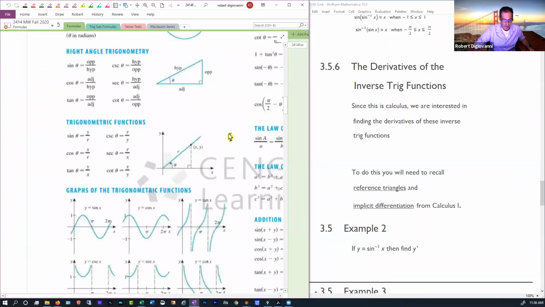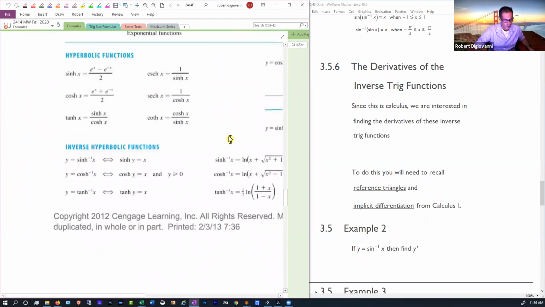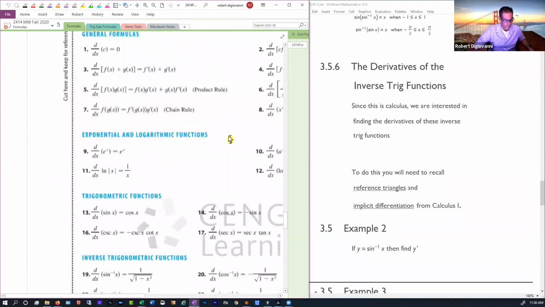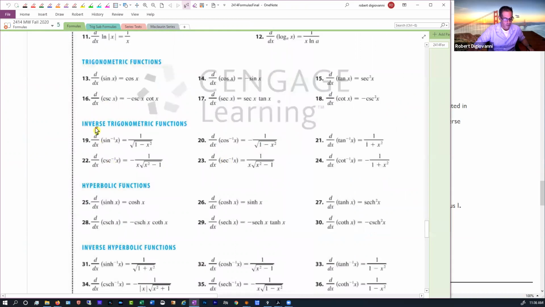And we could go looking for it. We've got derivatives here somewhere. Here we go. Here are derivatives. Let me open this up a little bit. Here are the derivatives. Here are the inverse trig function derivatives. It's saying that the derivative with respect to x of arc sine of x, the answer is 1 over the square root of 1 minus x squared. Okay, that's the answer. But why? All right, where did that come from?